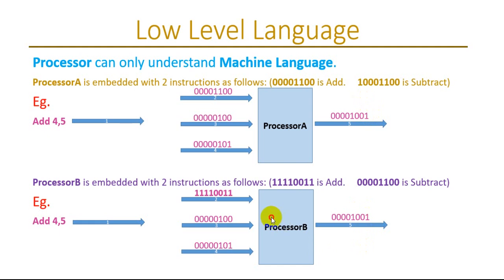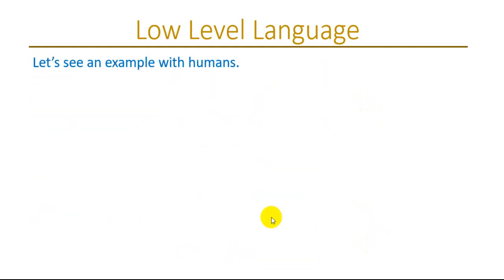This is an example. Right, let's see an example with humans. To understand that, let's compare two human beings and see what I'm saying there. I'm saying one processor won't understand another processor's instruction, and the other processor won't understand the first processor's instruction.